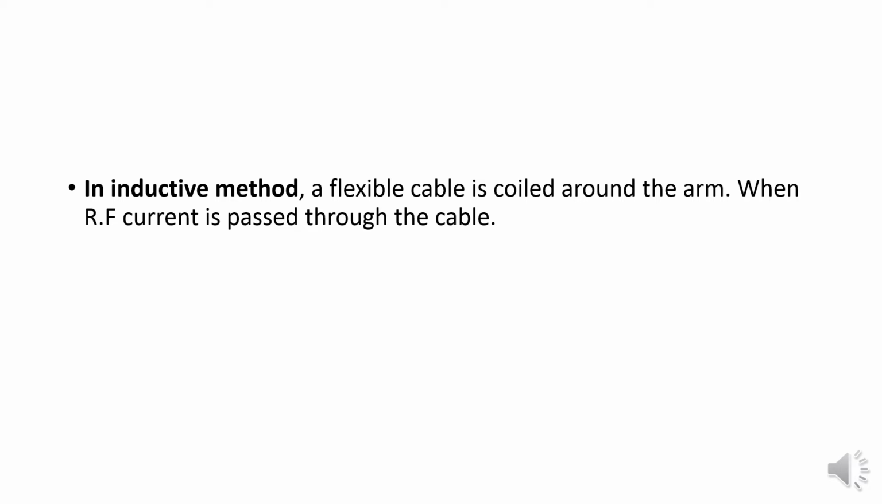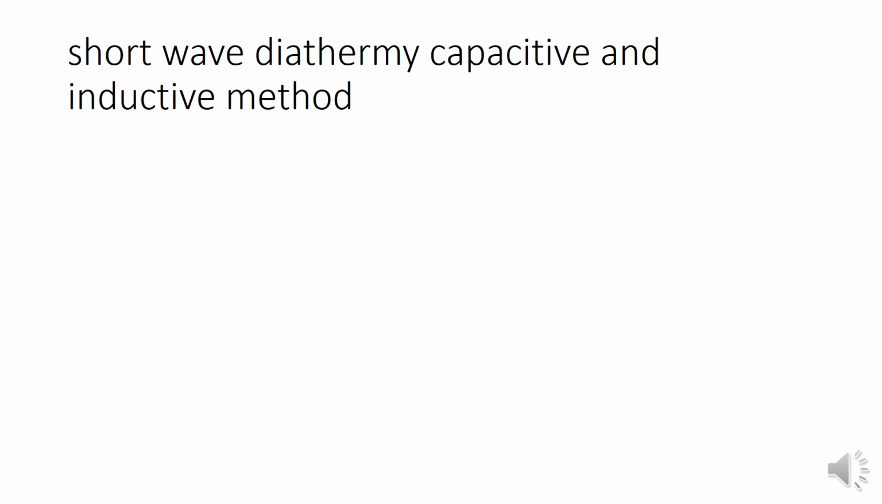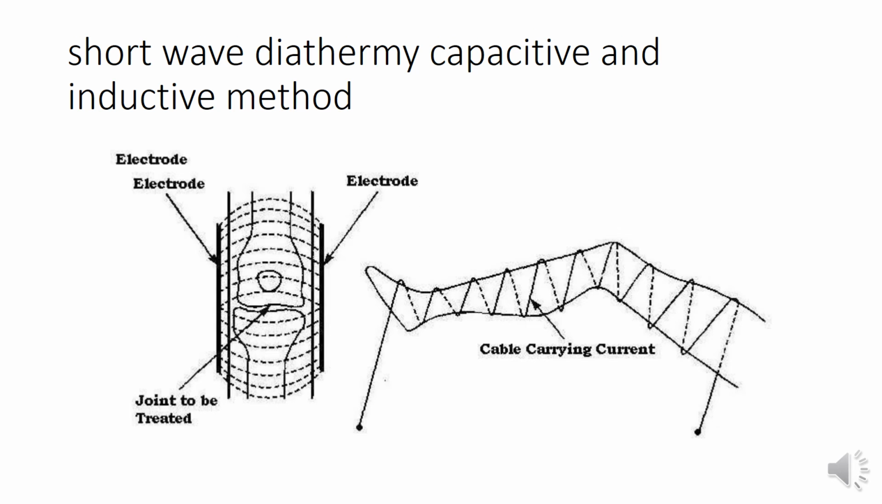In the inductive method, a flexible cable is coiled around the arm when the RF current is passed through the cable. Deep heating in the tissue is produced as a result of electrostatic fields set up between its ends, and heating in the superficial tissues is obtained by eddy currents set up by the magnetic fields around the cable. So short wave diathermy uses the capacitive and the inductive method. This is the block diagram for the capacitive and the inductive method.